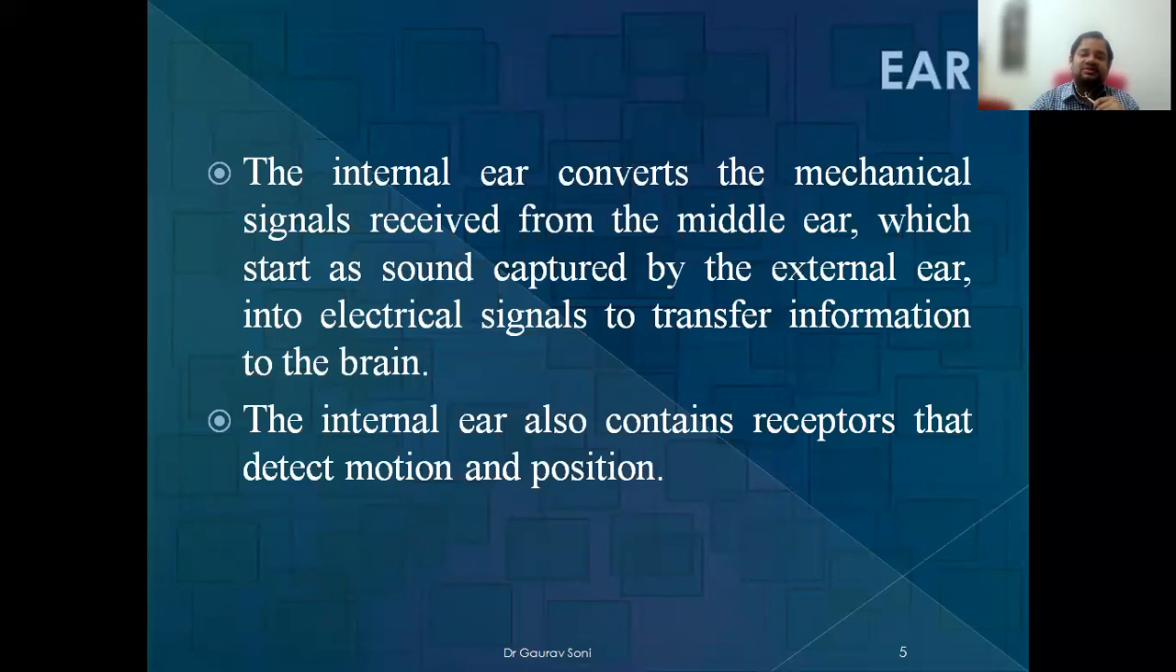What does the ear actually do? The internal ear converts the mechanical signals, the sound waves which we have received from the middle ear via the external ear, into electrical signals to transfer information to the concerned part of the brain. The internal ear also contains receptors that detect motion and position. The two functions are there basically: the famous one, hearing, plus detecting motion and position or balance of the body, which is also done by the ear itself.